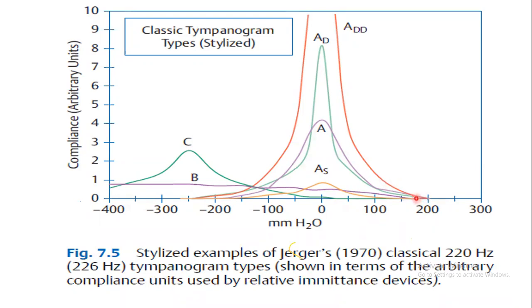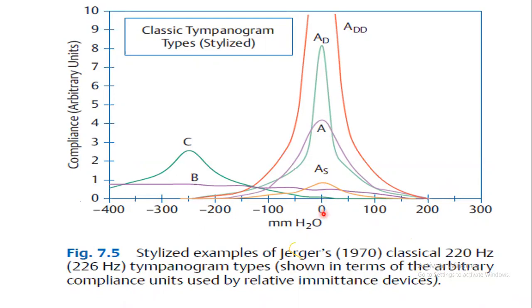When we are reducing from 200 to the room pressure, that is around 0 daPa or 0 mmH2O. At room pressure, the energy flow through the middle ear is maximum. We can see in the A, the maximum compliance, that this means energy is almost maximally going through the system and it is minimally reflecting. It is not bouncing back the SPL to the microphone from which we are going to measure.